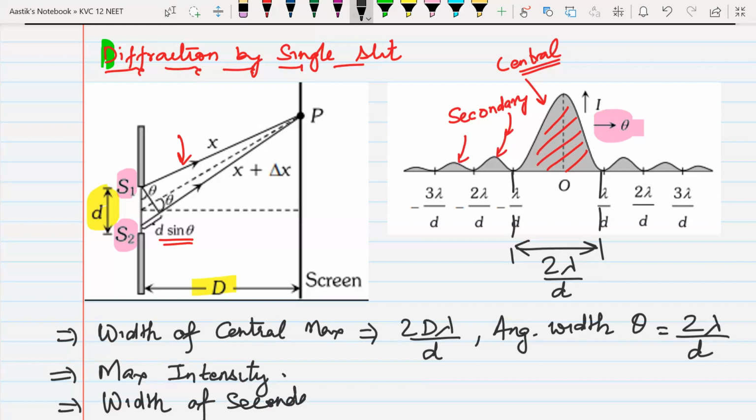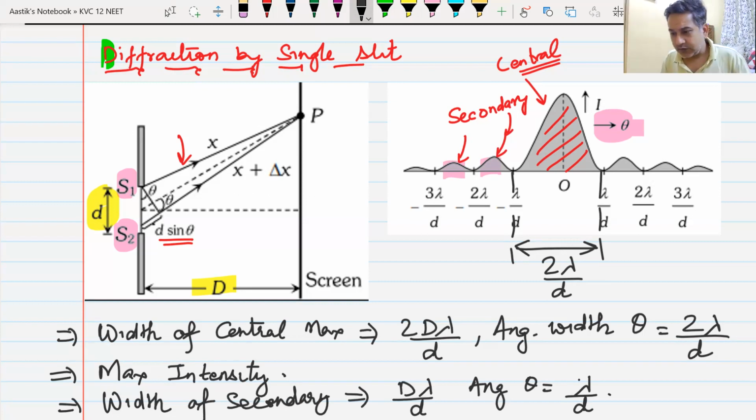you can see the width of these secondary maximas here and here. The width of the secondary maxima is half the width of the central maxima. It is D lambda by small d. The angular width theta is lambda by d. So for secondary maximas, the width becomes half of the central maxima. Do we understand this? Yes or no?